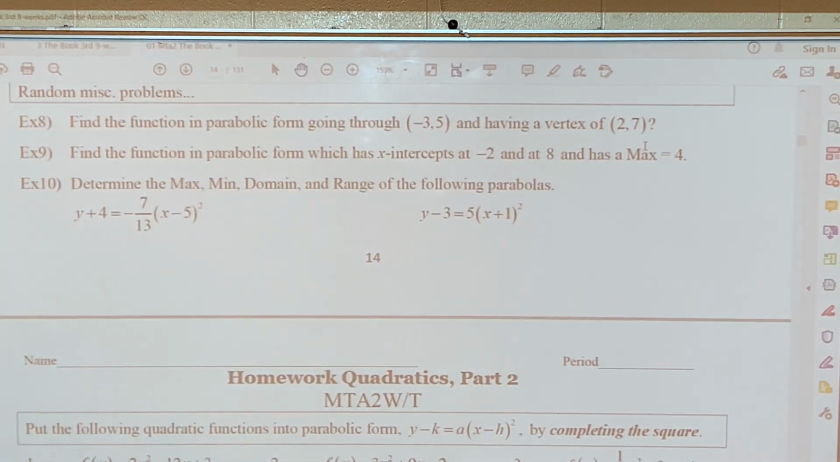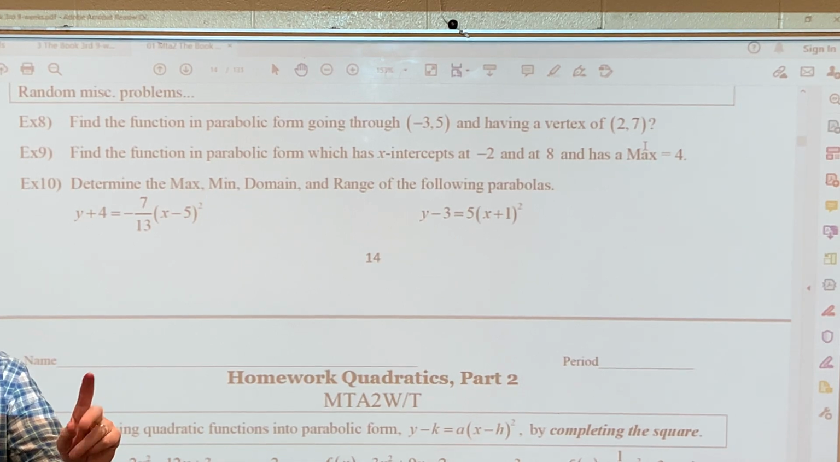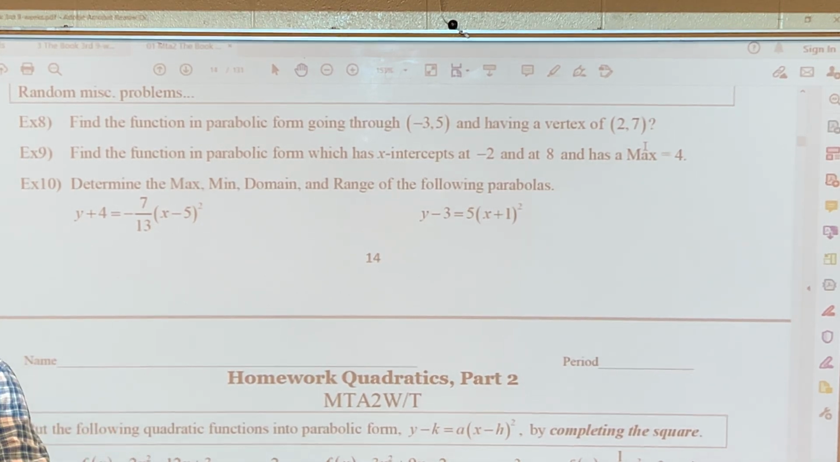Has x-intercepts at negative 2 and 8, and a max of 4. Is there anything right now that you are feeling? You know it's going down. How do you know that? You've got 2 x-intercepts, and there's a max that's higher than that. So the only way for that to happen is for it to go down. That's great. So you know the a value is going to end up being negative.